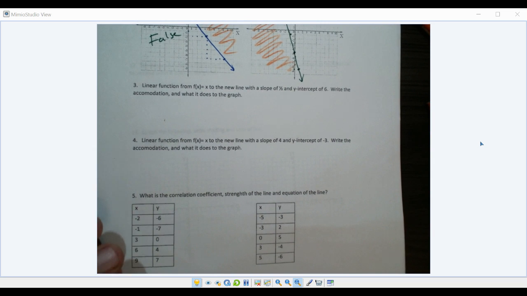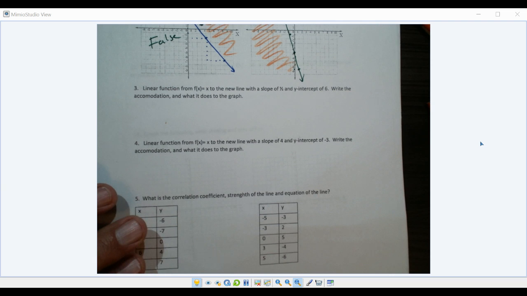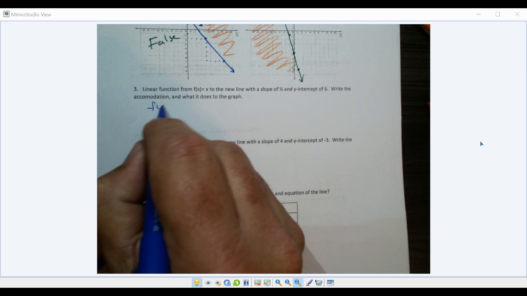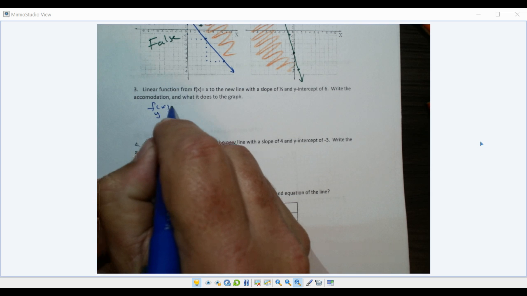All right. This is questions number 3 and 4, and this is for the Unit 4 review. Number 3, linear function from f of x equals x to the new line. So this right here, the f of x is the same thing as y, okay?